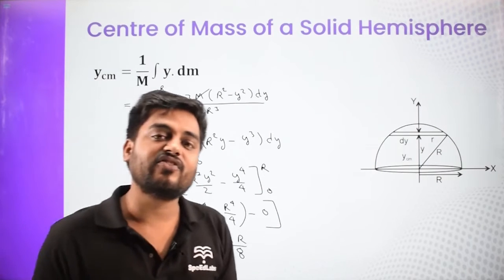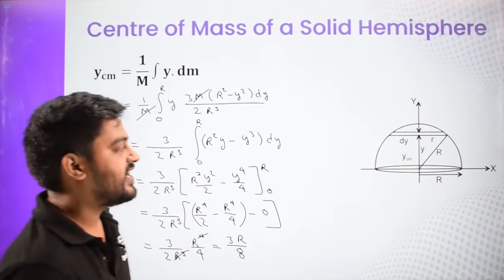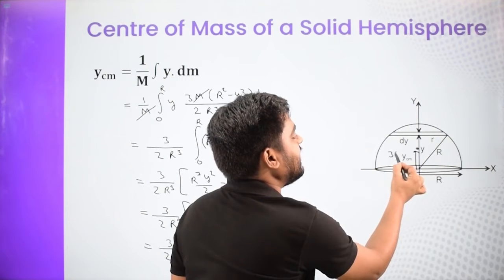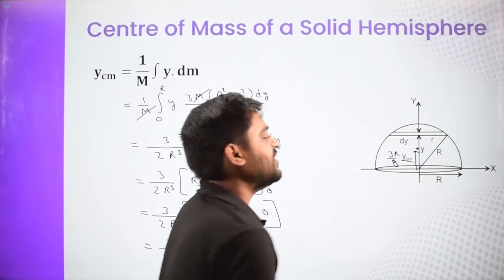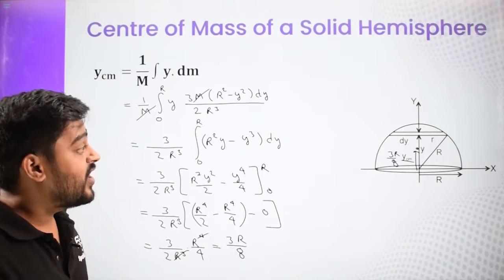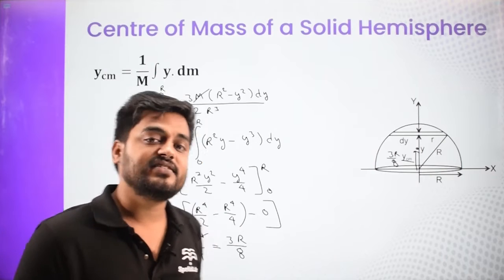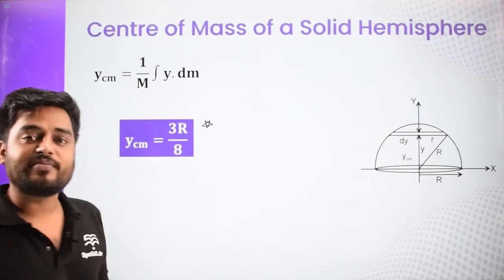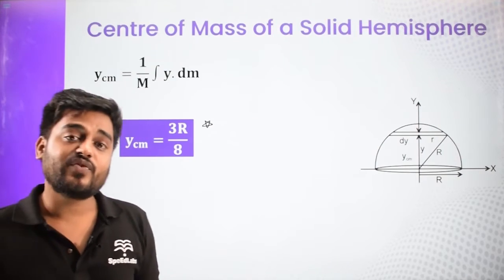So we can say the center of mass of a solid hemisphere lies at a height of 3R by 8. That is going to be our y coordinate of the center of mass. What about x and z? X and z are 0 due to symmetry. So the y coordinate of the center of mass is 3R by 8. That is what you need to remember.